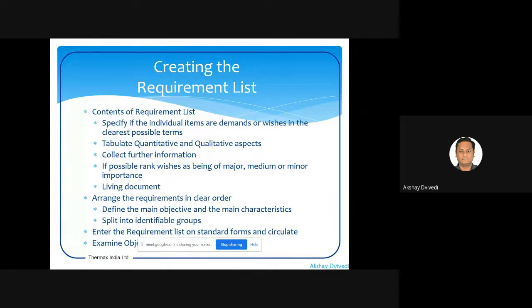So for that, you create a requirement list. And once you create that requirement list, you are at a level where you can start thinking about developing the first prototype. Of course, prototype development will require understanding of the process. It will also require understanding of the different parts and components that will go into it. And then finally, you will have a first working prototype.